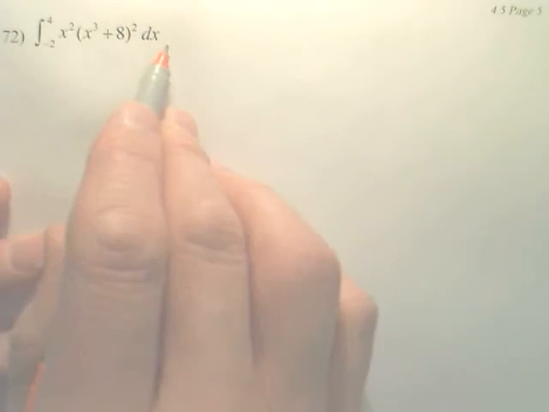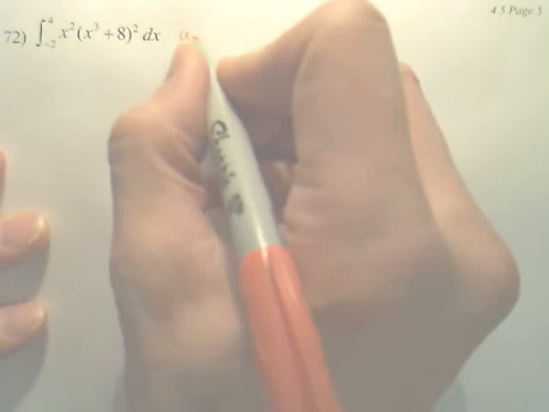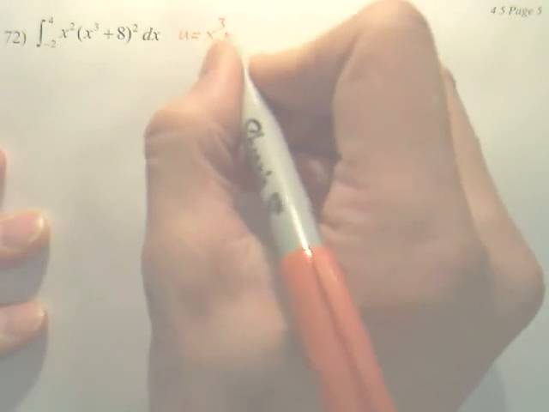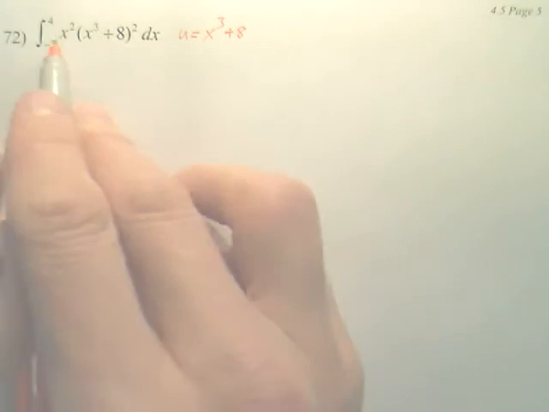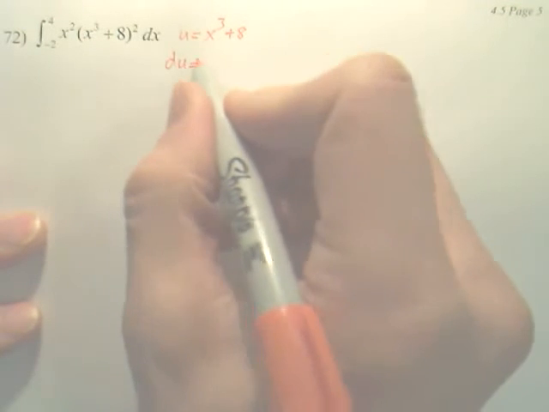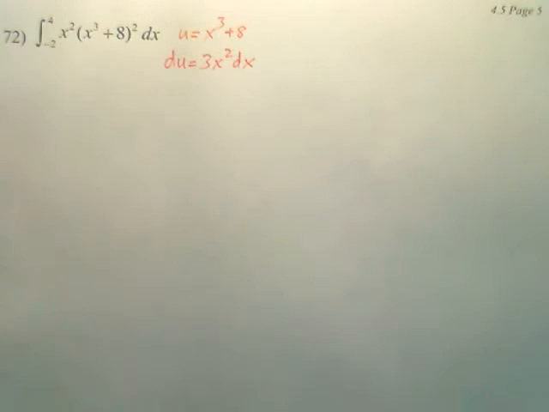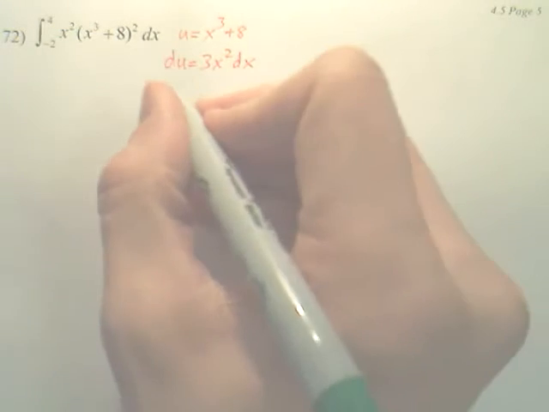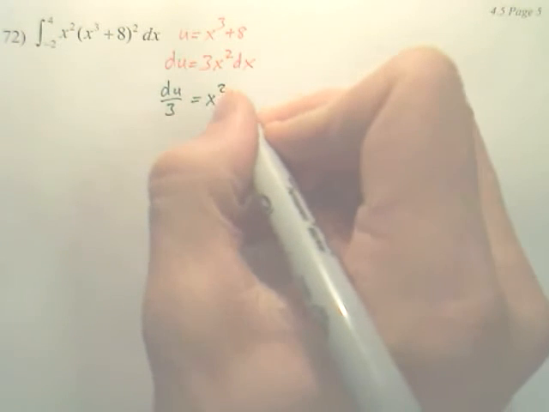Alright, this is a definite integral, so we're going to integrate it and then plug in the limits. First thing, you should notice u is probably x cubed plus 8, and when you derive that you're going to get the x squared. So you get du equals 3x squared dx, and that ends up being du over 3 equals x squared dx.